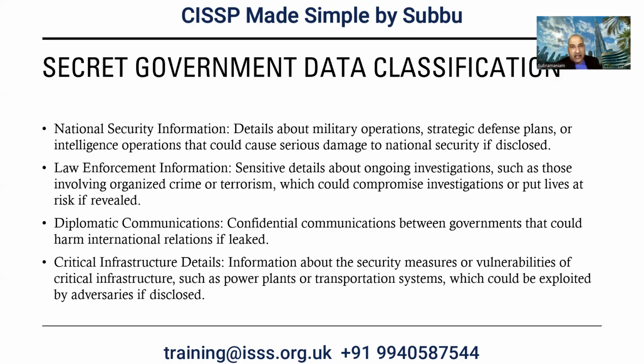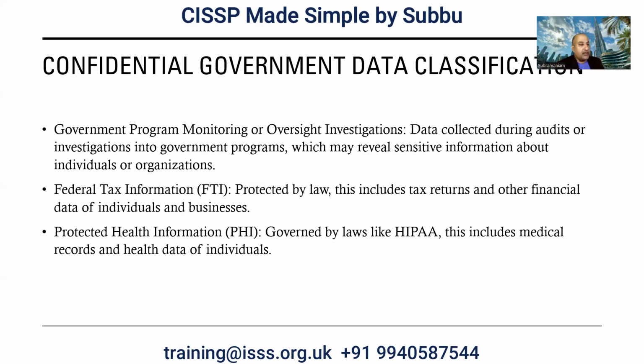Now, secret government secrets: national security information, law enforcement information, diplomatic communication, and critical infrastructure details. All these things are classified as secret government data, and there's also confidential government program monitoring, federal tax information, and protected health information with respect to the US. So every country will have similar data which is supposed to be secret, or top secret, or confidential within the government arena.